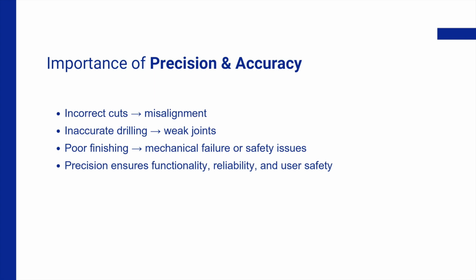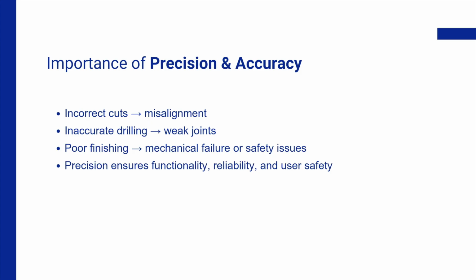In machining, both are important. If a part is not accurate, it may not fit during assembly, and if it is not precise, the part may behave differently each time it is produced. For example, if a hole is drilled slightly off location or to the wrong size, the bolt may not be aligned properly.